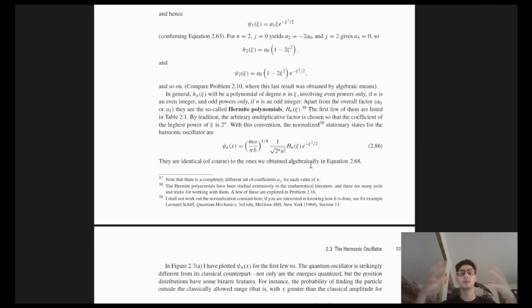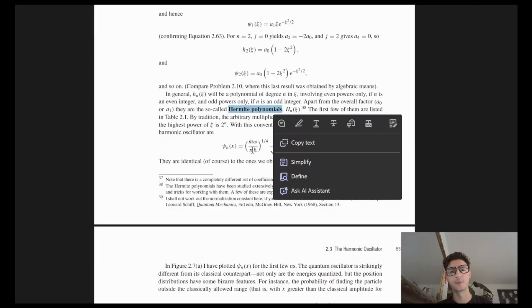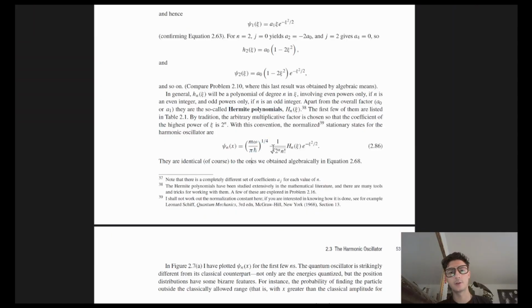So expand in power series, do a bunch of simplifications. You find out that the power series solution actually gives you these functions that have already been discovered before. And then we got the normalization factor, and we got some other stuff coming out from the Hermite polynomial. They are identical, of course, to the ones we obtained algebraically in equation 2.68.